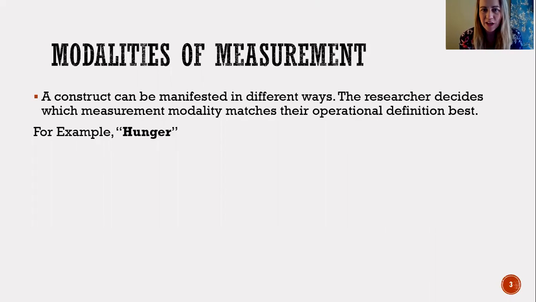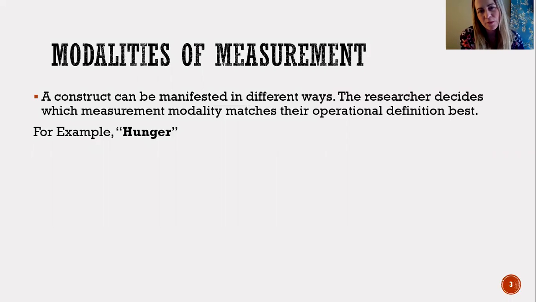So in previous videos, we talked about constructs. Constructs can be manifested in different ways. These are called modalities. It's up to the researcher to decide which measurement modality fits best with how they operationalize a construct. What do I mean by this? Well, let's use the example of hunger. What does hunger mean to you? How would you operationalize it? How would you measure hunger?